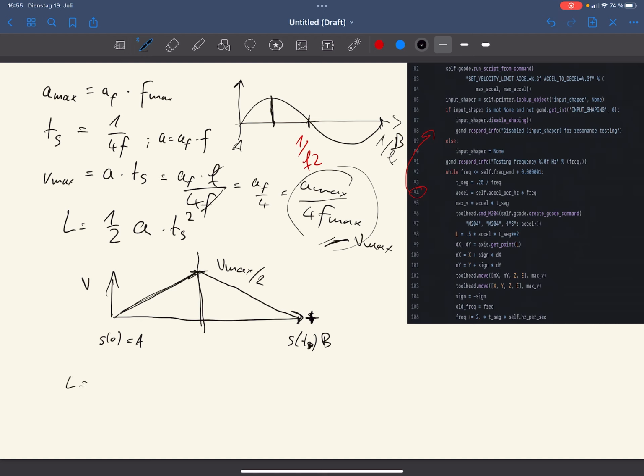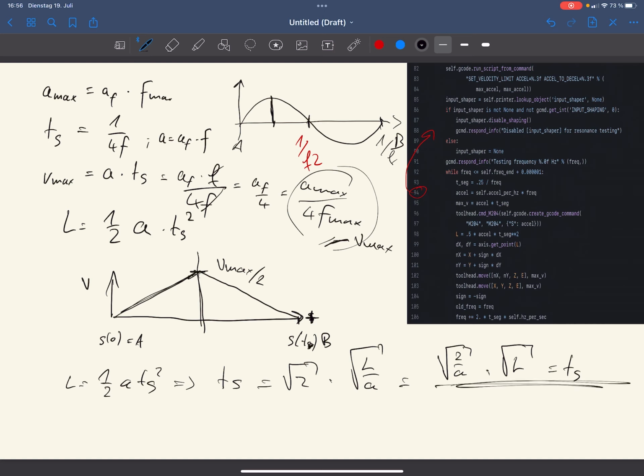We have L is 1/2 a times TS squared. Then we solve that, of course, for TS, which is square root of 2 times square root of L divided by A. So we're going to have a look at L, doing that whole thing like that, times square root of L. That's T in more T.